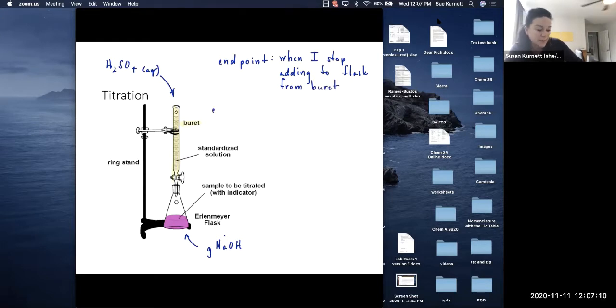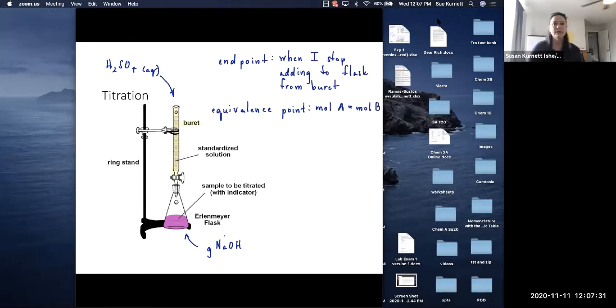The equivalence point is really the important point. For a titration, this is the important point, and that is when the moles of acid equals moles of base. Now, ideally, the equivalence point would happen, the end point would happen when the equivalence point happens.